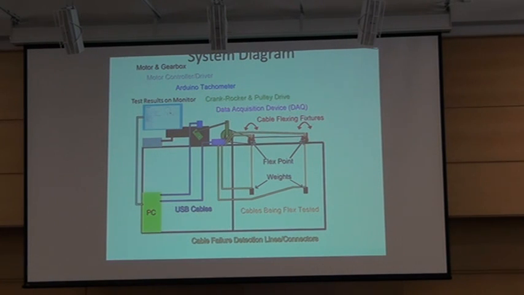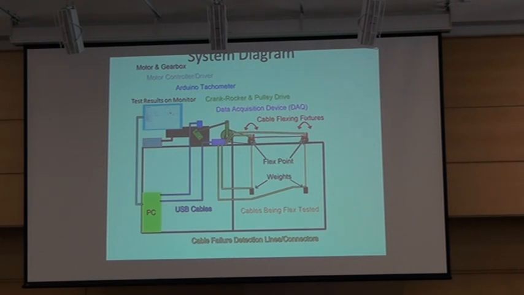Okay, this is an overview of our entire system. Each of these parts that I'm going to mention, we're going to explain further throughout the presentation. So, first of all, there's the cables being tested in orange. They hang from the cable flexing fixture, which is mounted to the frame by bearings. Their motion is driven by the crank rocker and pulley, which is powered by the motor and gearbox in black.